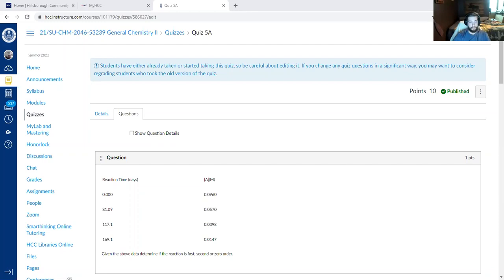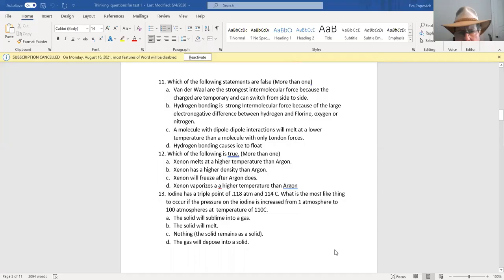So not only am I already at a higher pressure, I'm increasing the pressure. I am increasing the pressure, but I'm keeping the temperature the same. So what is happening to my iodine? Is my solid subliming into a gas? Is the solid melting? Nothing. The solid remains as a solid, or the gas deposits into being a solid.